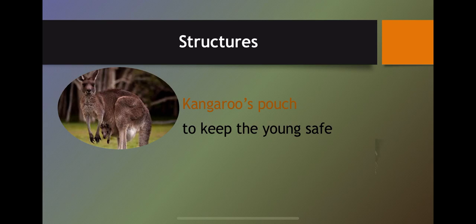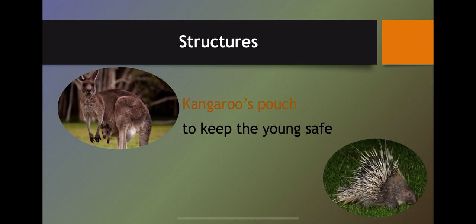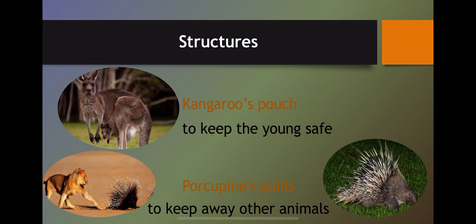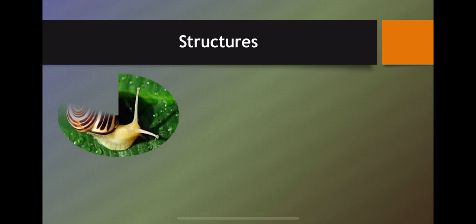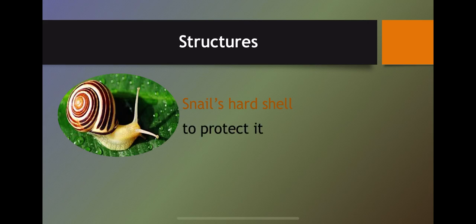Now, another structure, as you see in this animal, a porcupine. The porcupine has quills, sharp quills. These sharp quills are very important to keep away the other animals that want to hunt them. As you see in this picture, there is a lion that wants to hunt the porcupine, but it cannot touch it because of the sharp quills. Another structure is like this snail, which has a hard shell. So the snail's hard shell protects the snail.